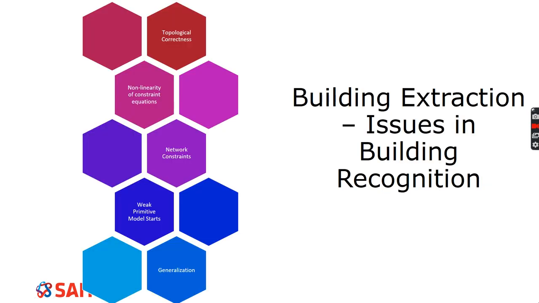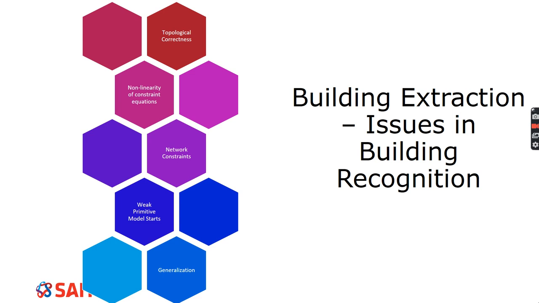So there are still a few issues in building recognition. We talked about the issues of trying to extract the footprint, but just the building recognition itself, we have problems. So topological correctness can be a problem. This is where, you know, are your lines actually connecting together? Do you have gaps? And of course, when you're dealing with points, do you have intersections that are happening? Like, what's happening in your topology? Do you actually create a polygon?